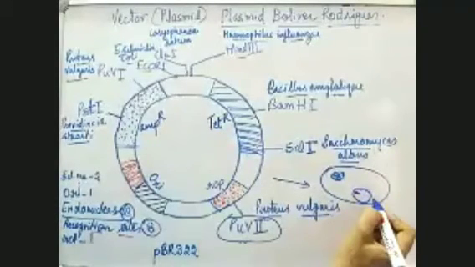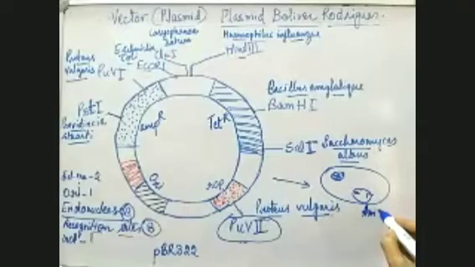So if this bacteria is cultured in ampicillin, what is ampicillin? Ampicillin is an antibiotic. Will this bacteria die or not? This bacteria will not die because it has this ampicillin resistance gene. In the same way, if this bacteria is grown in tetracycline, which is again an antibiotic, it will not die because it has tetracycline resistance.